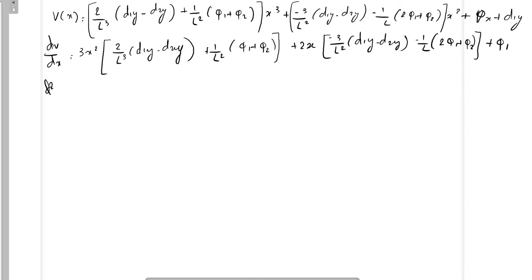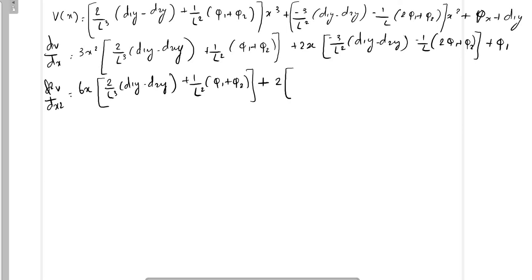So again differentiating, d²v/dx² is 6x [2/L³ (d1y − d2y) + 1/L² (Φ1 + Φ2)] plus 2 times [−3/L² (d1y − d2y) − 1/L (2Φ1 + Φ2)], because if you differentiate 2x, it is 2. Otherwise there is no change in this equation. Φ1 is now a constant with respect to x.